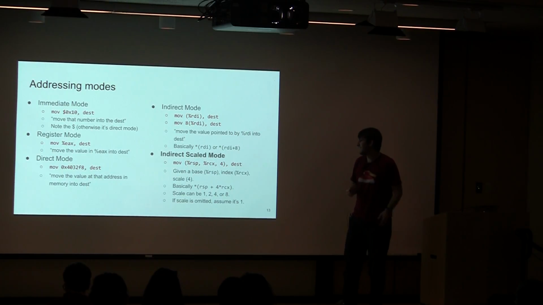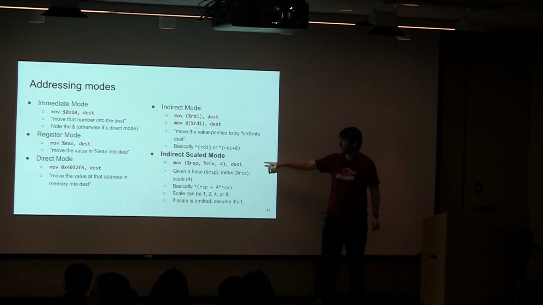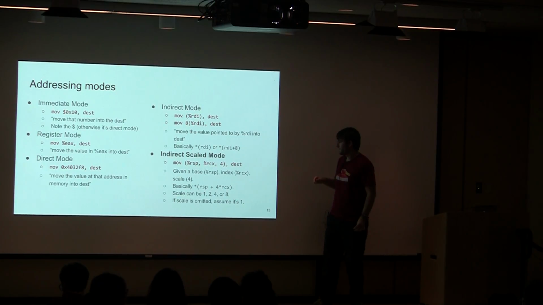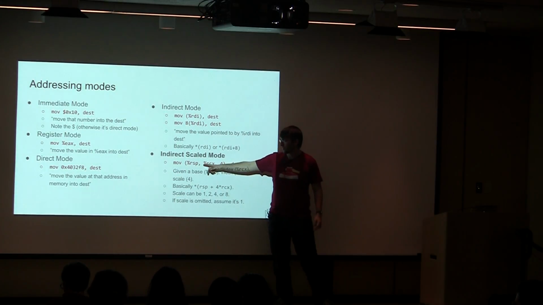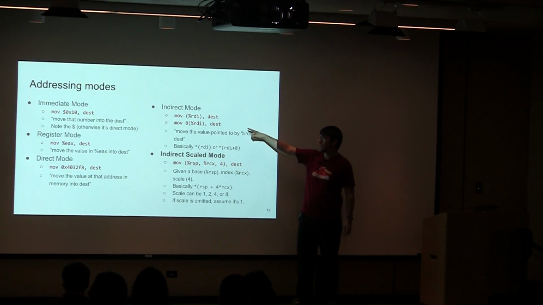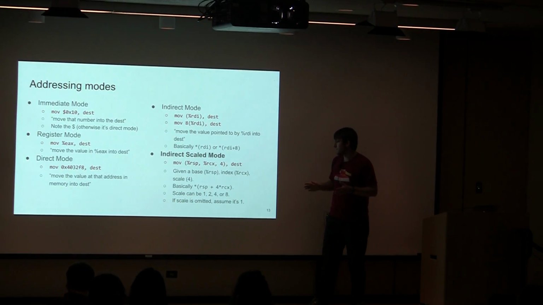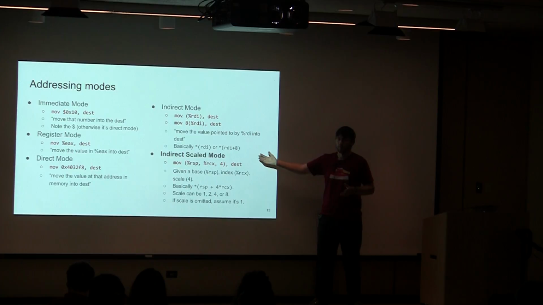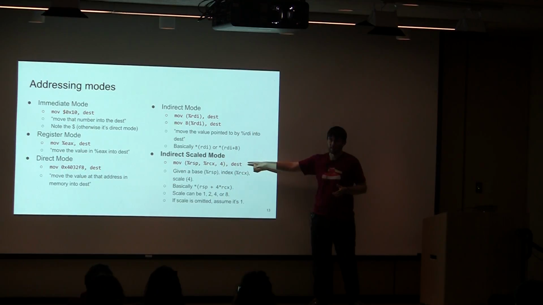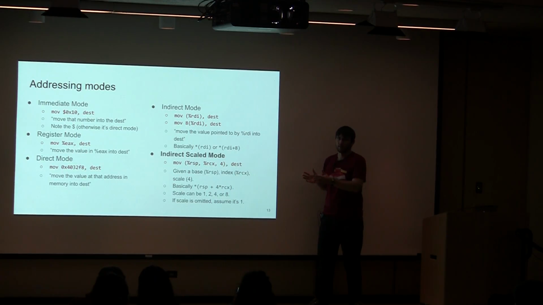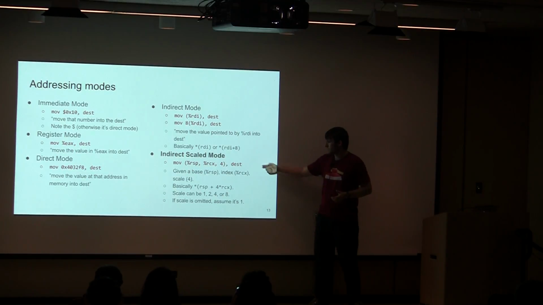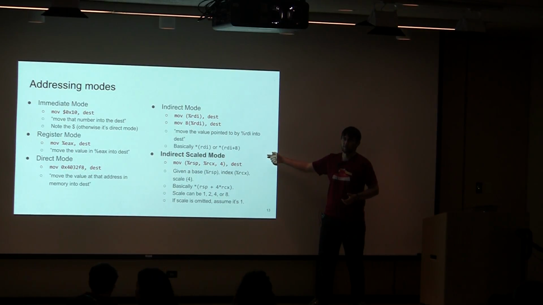Speaking of scaling, this is the most complex. Here, if you see multiple things inside the parentheses, that's indirect scaled mode. The first thing in parentheses, RSP here, is treated the same as the RDI up above. That's like the base address. And then RCX, or whatever the second argument is, added to it. And if there's a number given, then that number is a scale for the second thing in parentheses. So this would mean RSP plus 4 times RCX.